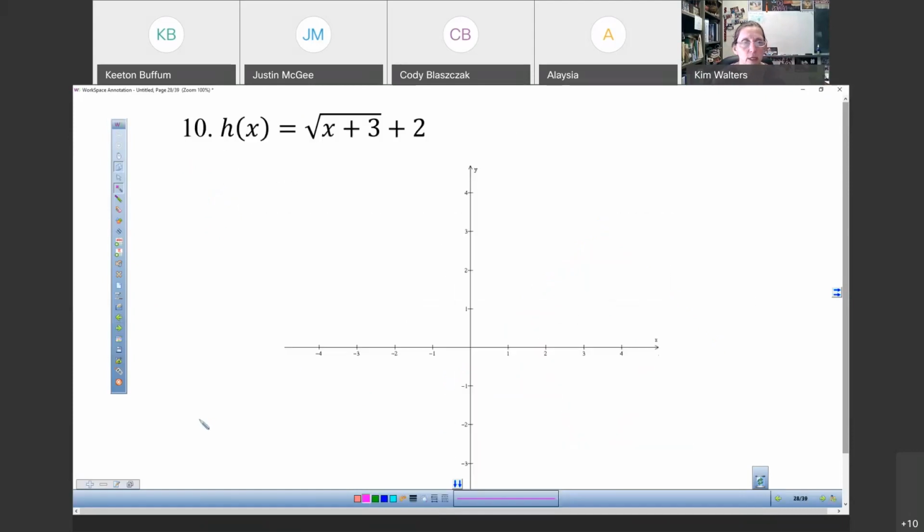Last one of these, and then we're going to write our functions. My basic function is the square root of x. Remember, that's the one that starts here and goes sideways. Is it horizontal or vertical? And then you can either tell me left, right, up, or down if you want to.